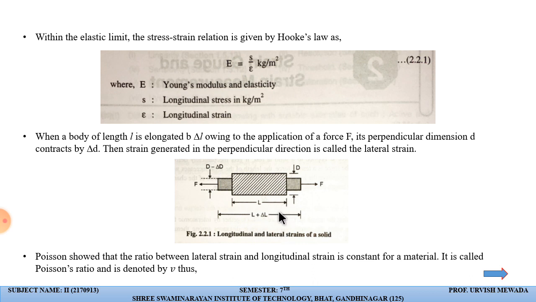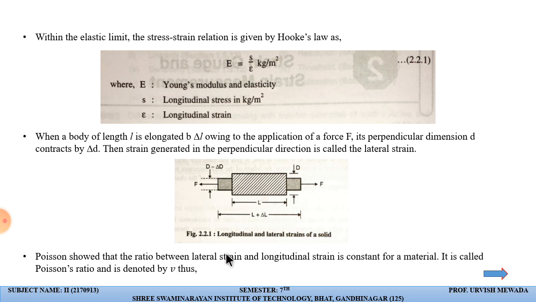When any body having length L is elongated with the stress, the length will become L plus delta L, and due to the application of the force, the dimension D will also change by delta D. The strain generated in this particular direction is called the lateral strain. Suppose this is the x plane, then this is called the lateral direction. Now here one more law is applicable, that is Poisson's law, which shows the ratio between the lateral strain and the longitudinal strain.